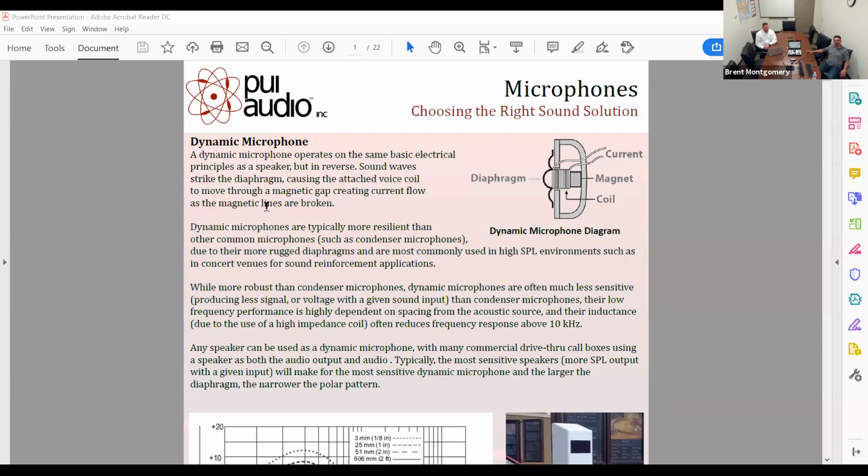So to guide everybody through microphones, I've developed this Choosing the Right Sound Solution PDF, and these are all available at our website, puiaudio.com, inside of the resources section.